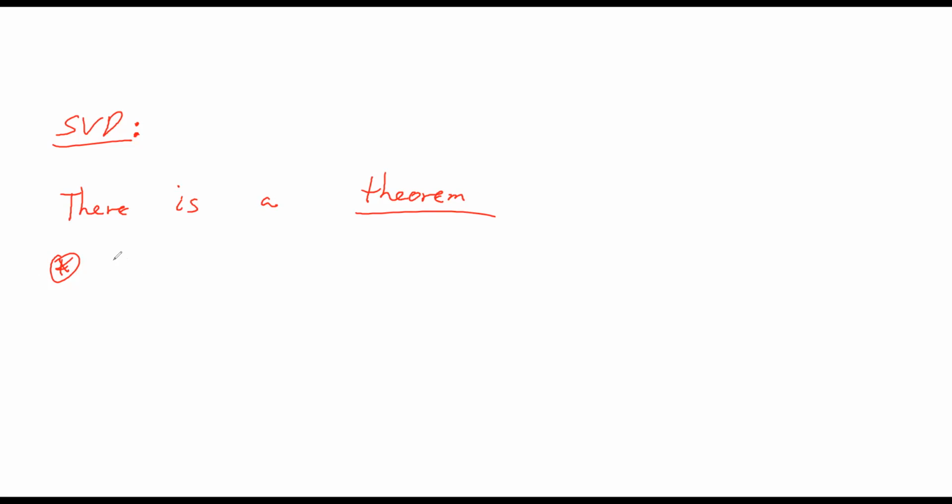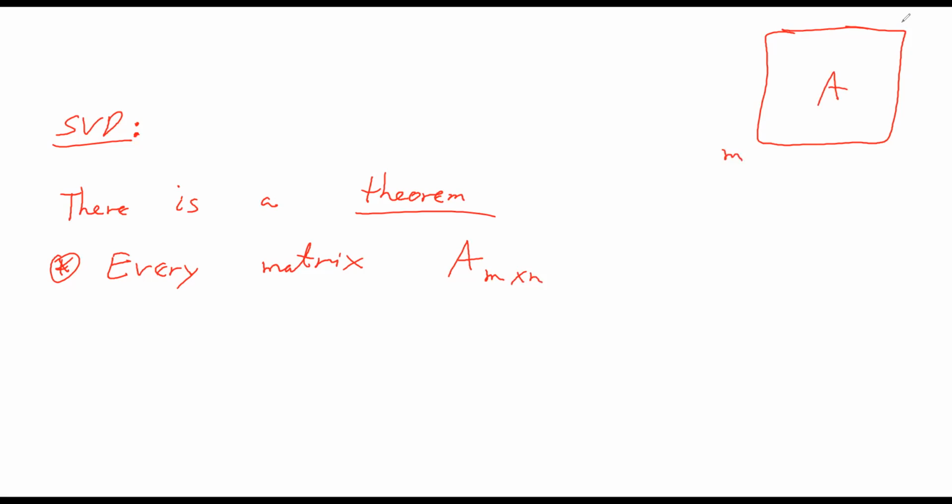So it says every matrix, and you know what a matrix is, right? A two-dimensional array, that's what a matrix is. So every matrix called A that is M by N, look at that, that's the only characteristic there, has a singular value decomposition. That's a singular value decomposition.